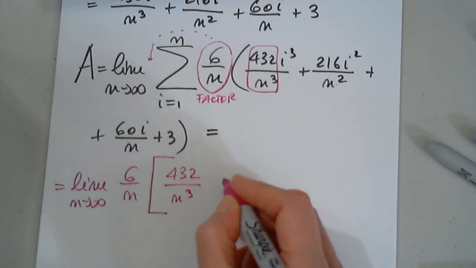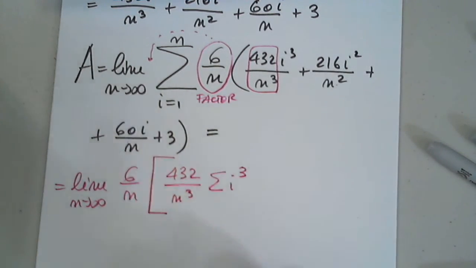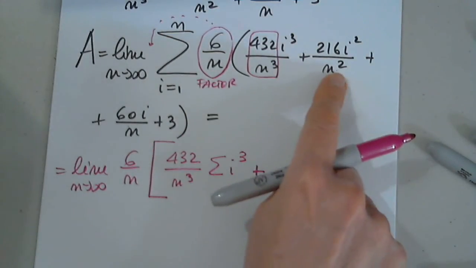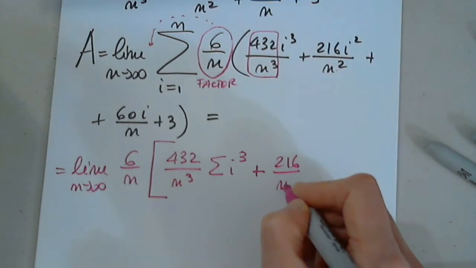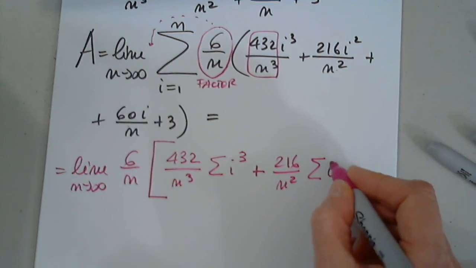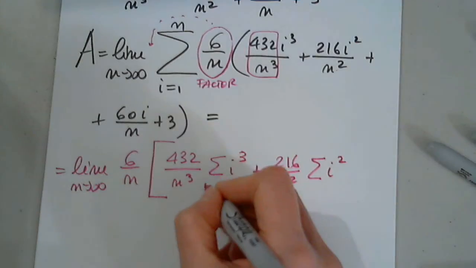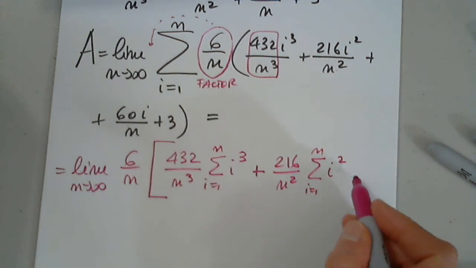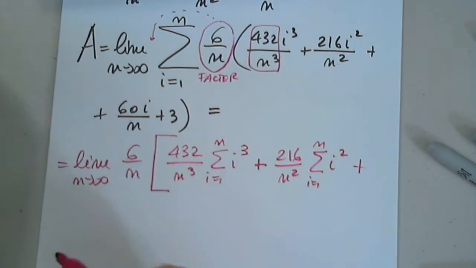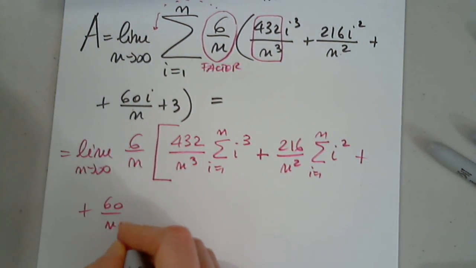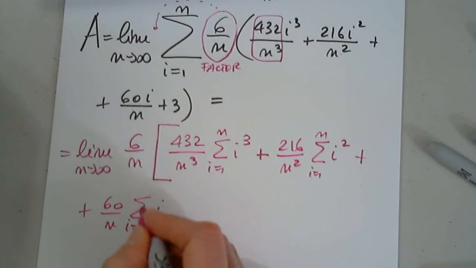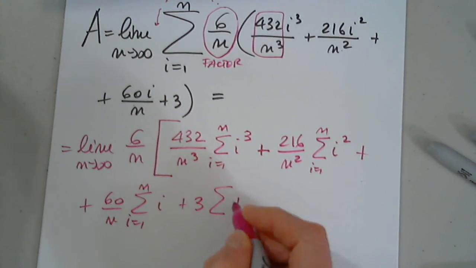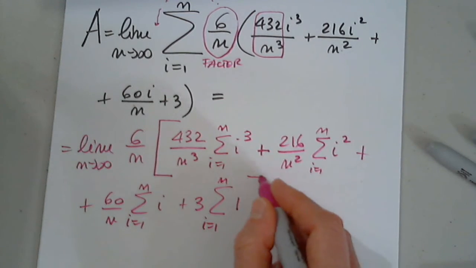432 over n cubed, the sum of i cubed. Plus, I apply the sum to this term, and 216 over n squared goes outside, the sum of i squared, of course from i equals 1 to n. Plus, the sum of this, 60 over n, the sum of i, from i equals 1 through n. And plus 3, the sum of 1 from i equals 1 through n.